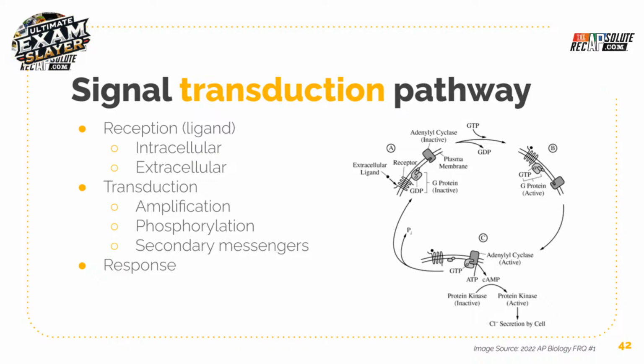When we look here at our signal transduction pathway, there are 3 steps: reception, transduction, and response. I pulled this particular diagram on purpose because it looks scary, but it's not. It's just showing you different stages of this process. Now, the ligand is going to bind in different places depending upon its chemistry. If it's charged or large, that's extracellular. Nonpolar is intracellular.